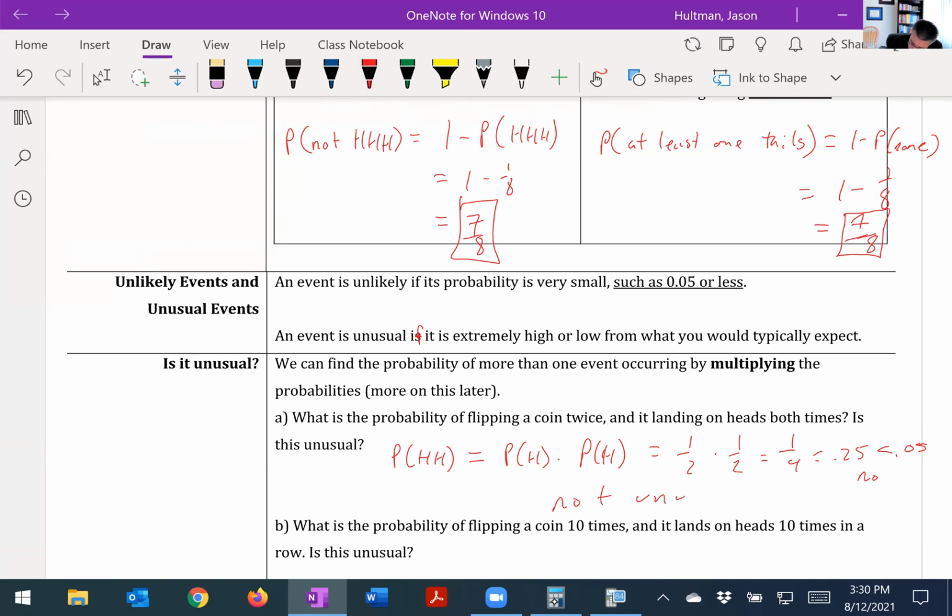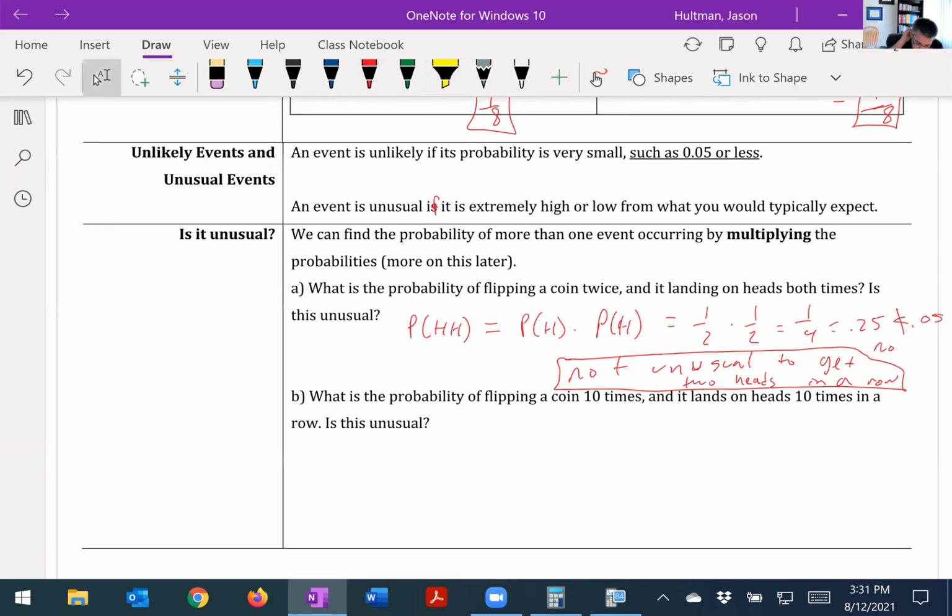It's not unusual to get 2 heads in a row. Sorry about my writing here. Okay, it is not less than.